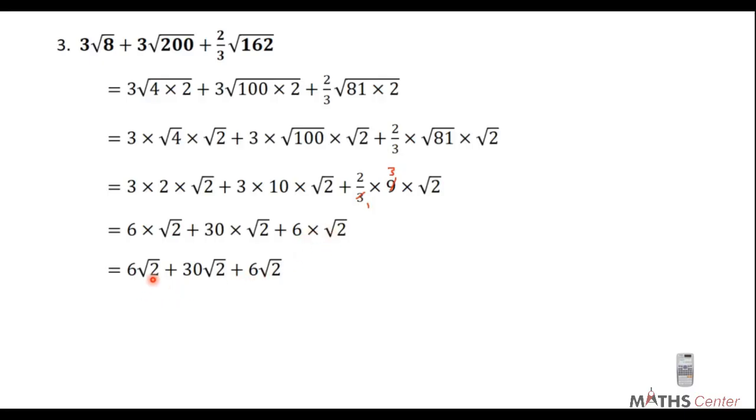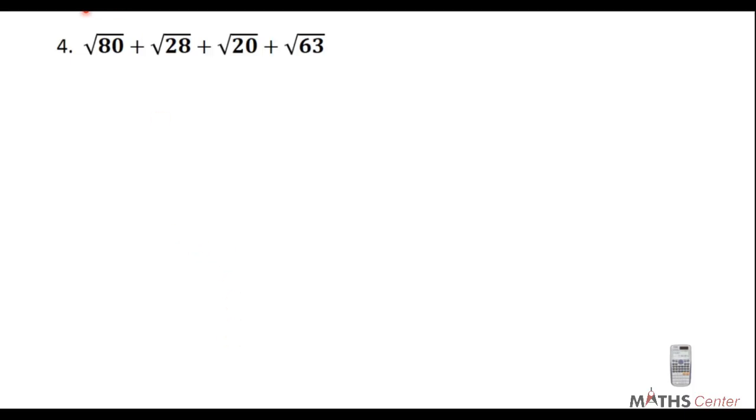So we can see from here that all the terms under the square root signs are the same. So we can add the numbers in front. So we have 6 plus 30 plus 6, then square root of 2. This will give us 42 root 2. Let's pick the next example.